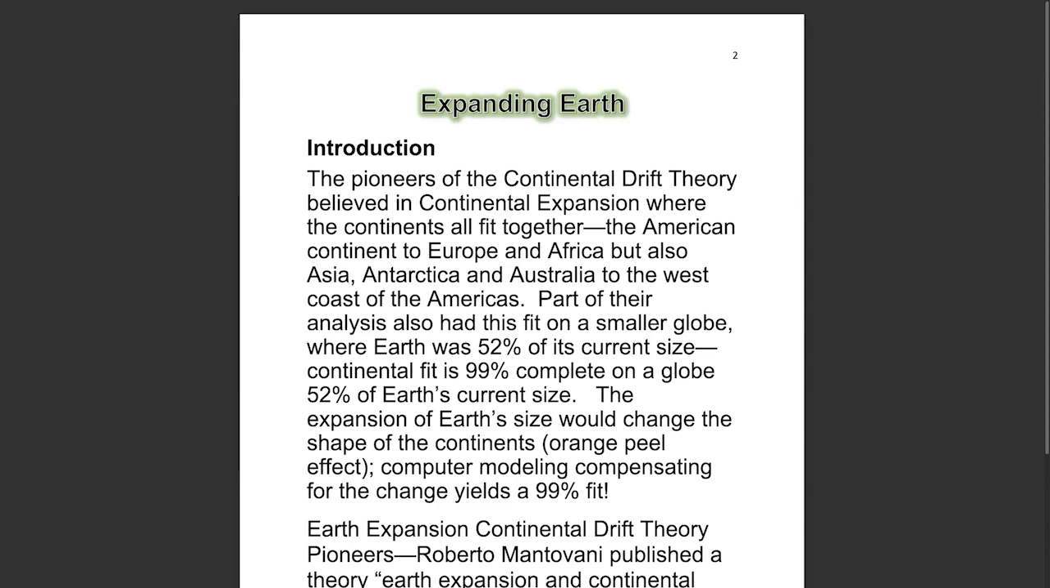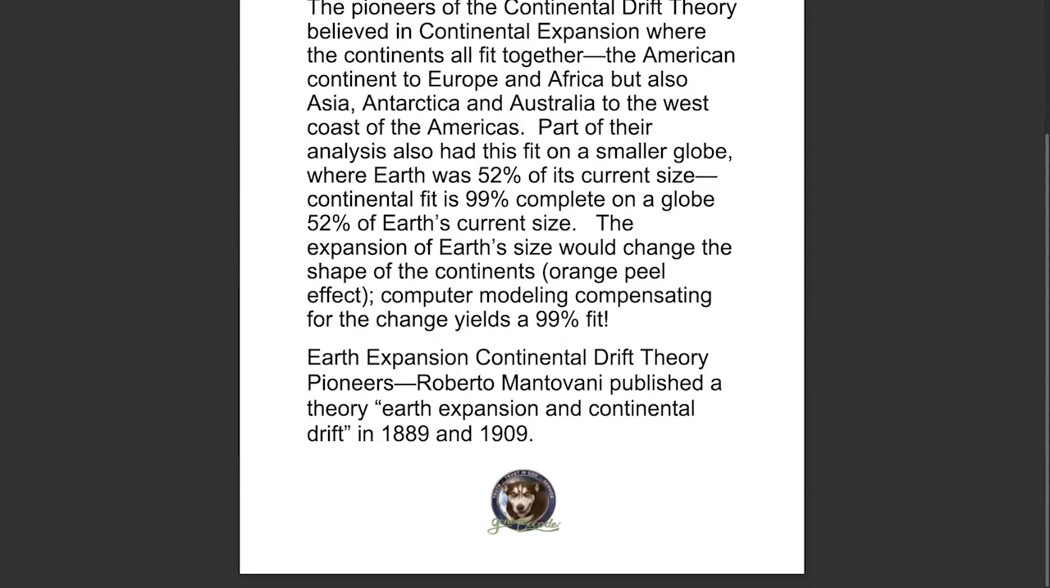The expansion of Earth's size would change the shape of the continents. So as the Earth got bigger, you'd see an orange peel effect. And this computer modeling of compensating for the change yields a 99% fit. And this will be gone into more, and is actually part of the proof of the expansion of the Earth.